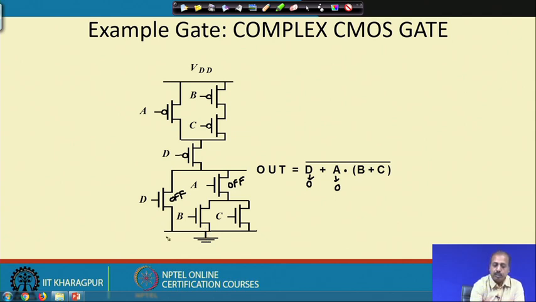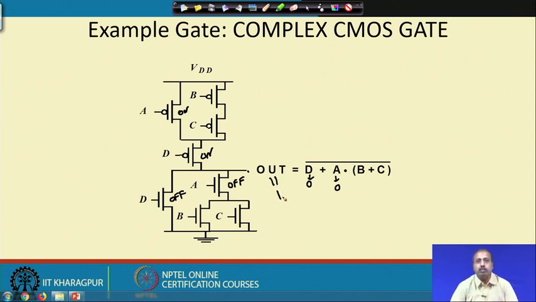On the upper side, A is getting a 0, so this transistor is on, and D is 0, so this transistor is also on. So, we have a current flow path from VDD to the output. Naturally you will get a high at the output point. So, this will give output equal to 1.